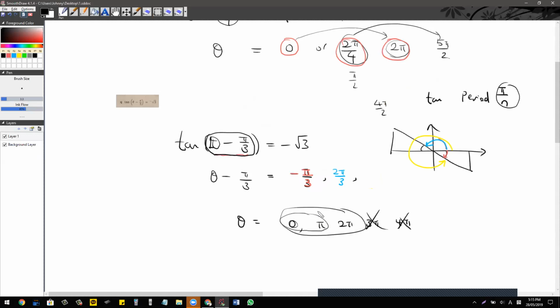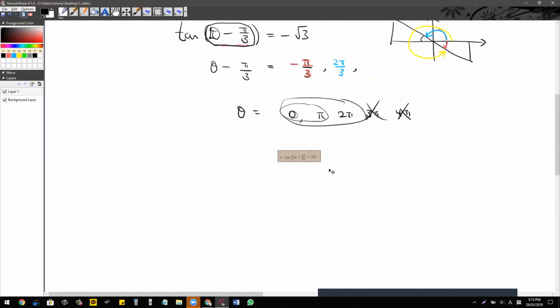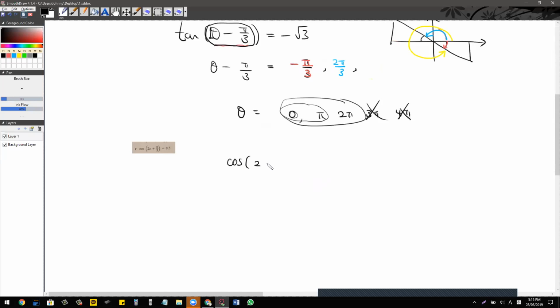Maybe one more. The next one is a little bit trickier because the coefficient of the x or the theta gets in the way. So cosine of 2x plus pi over 3. You just have to get used to it through repetition. So this is already in a rearranged form.